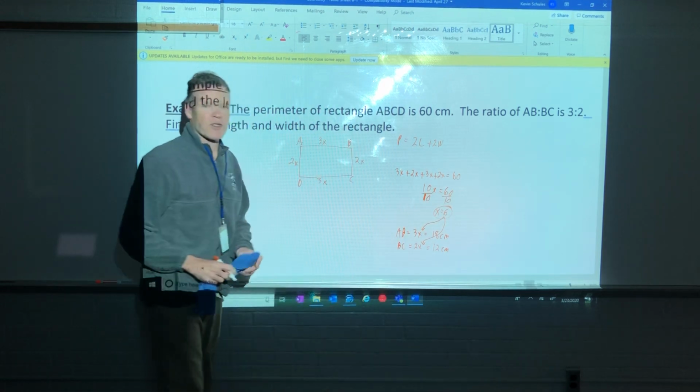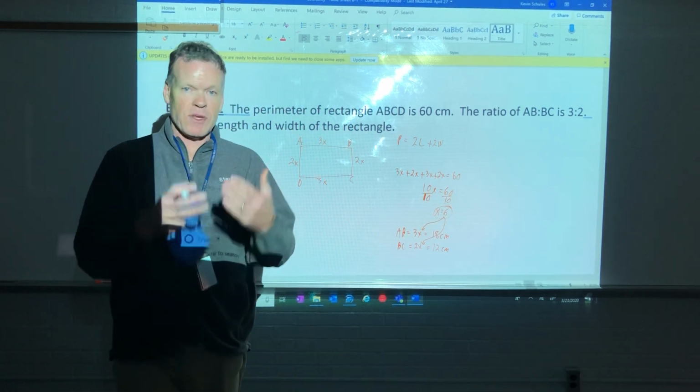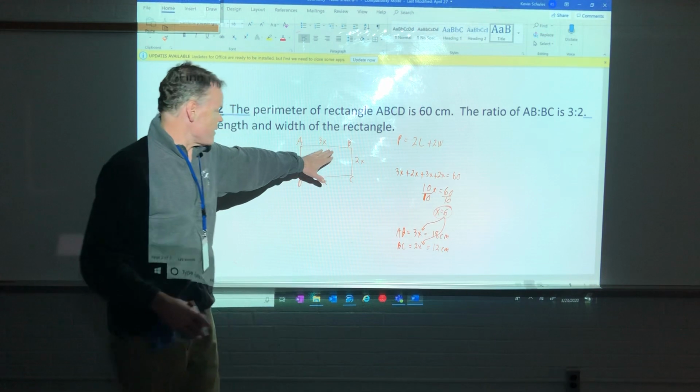All right, so that's how we're going to solve a figure like that. When they give you the ratio, this is how you're going to set everything up.